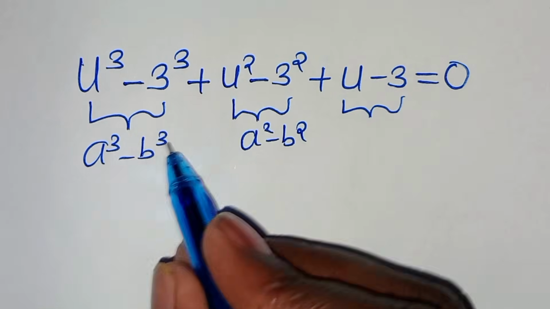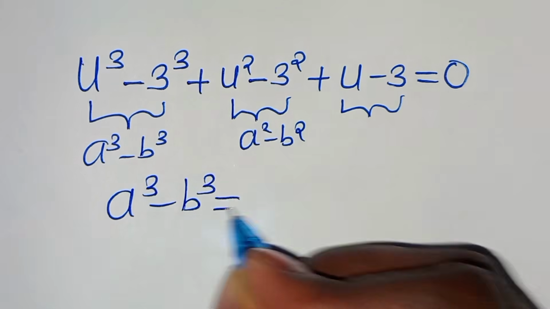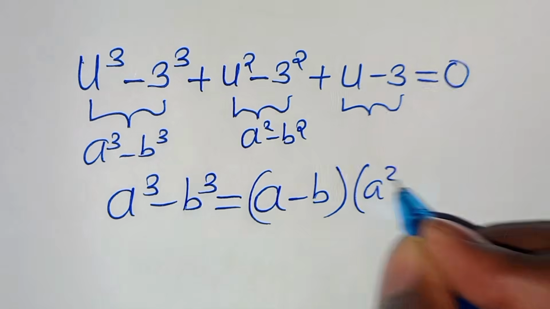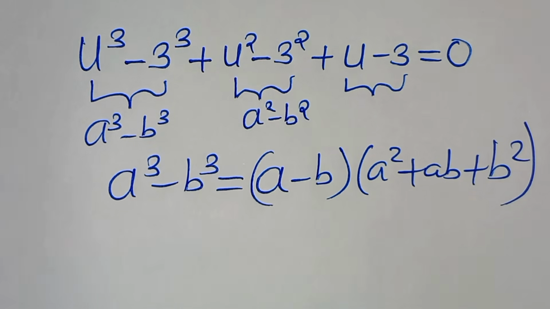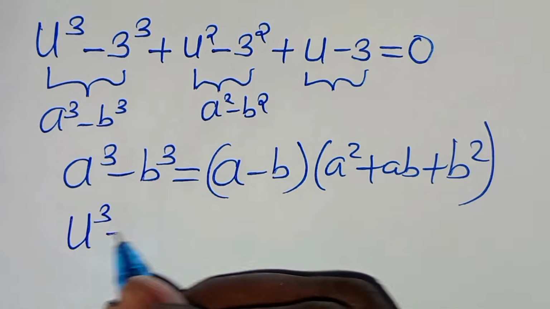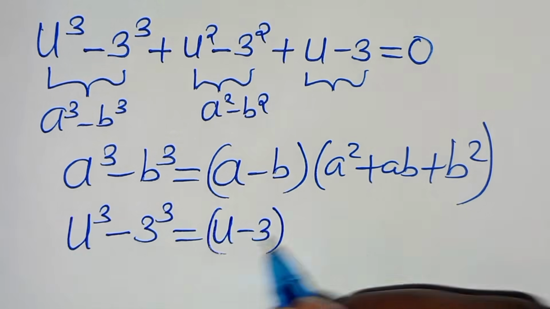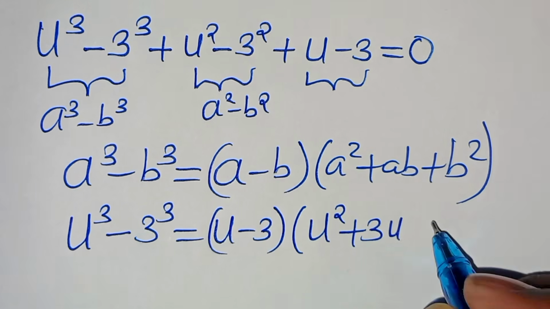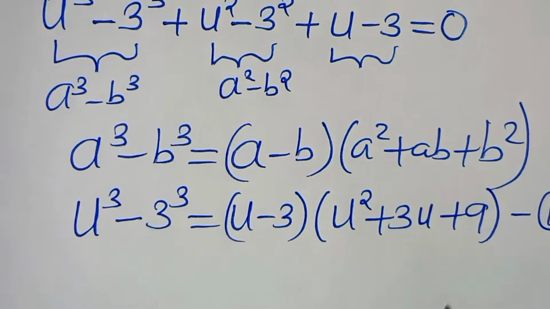So here we have the difference of two cubes expressed as a^3 minus b^3, which you can express as a minus b times a^2 plus a times b, then plus b^2. Applying this identity, we have u^3 minus 3^3, which is u minus 3 times u^2 plus 3u plus 3 squared, which is 9. Let's call this part 1.